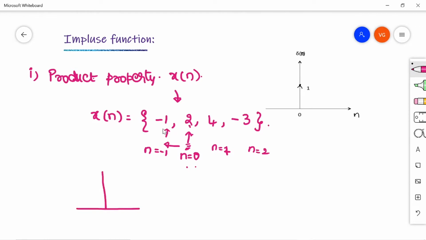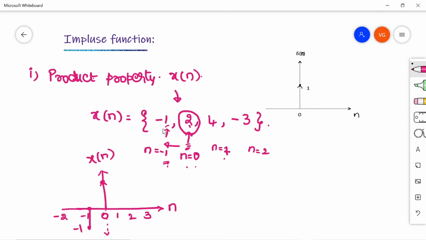So if you try to draw this x of n versus n, this is 0, 1, 2, 3, -1, -2, right? So at n is equal to 0, I have amplitude as 2. So let us mark this one. Then at n is equal to -1, as I am moving towards my left side, the amplitude is -1. So at -1, I have my amplitude as -1. Minus 1 means towards the negative side, so that is the negative y-axis you have to consider.